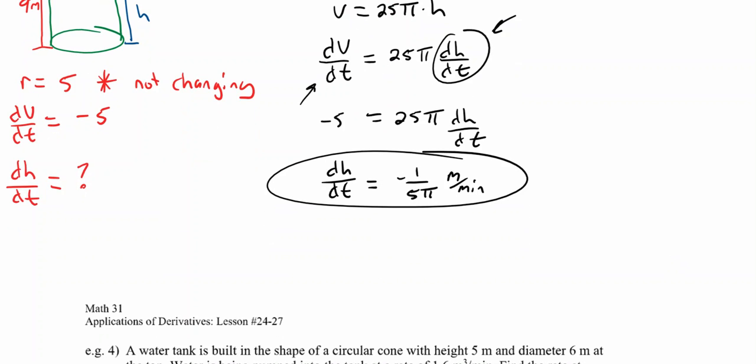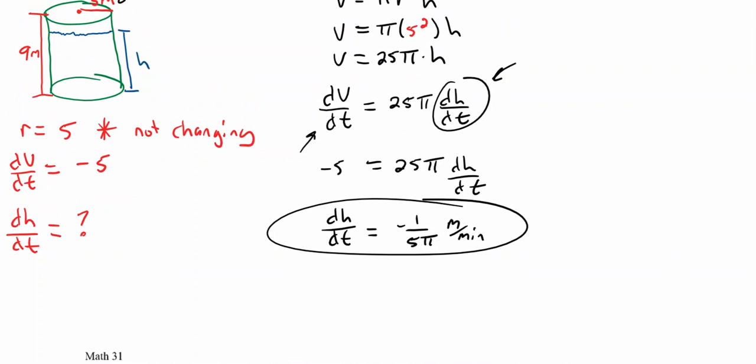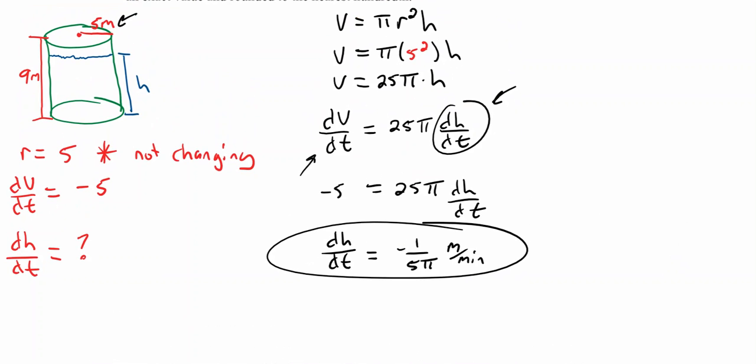Okay, and then, yeah, so what this really means then, right, is that the surface level is falling at 1 over 5 pi meters every minute, yeah? And this is just to get an approximation on that, right? This is the same thing as negative 0.06 meters per minute. Gives you a bit more of an intuitive sense how fast that actually is, right?